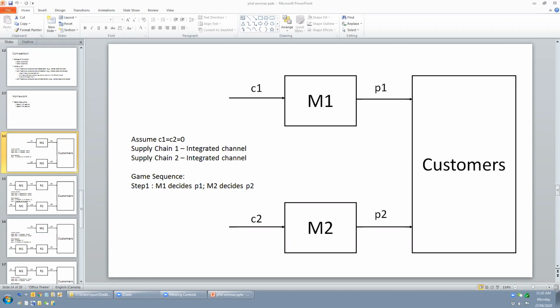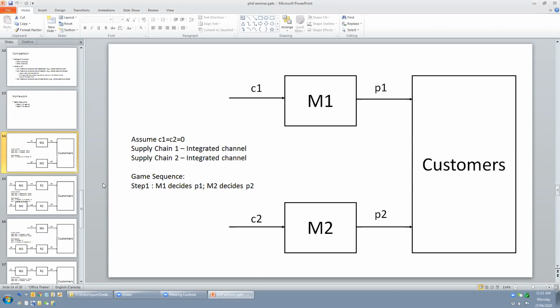We also have supply chain number 2, also an integrated channel, where the manufacturer, the distributor, and the retailer all belong to M2. Let's say the production cost is always 0. Two classes ago, we considered a case where the two retail prices are decided simultaneously. So this is what we have done two classes ago.